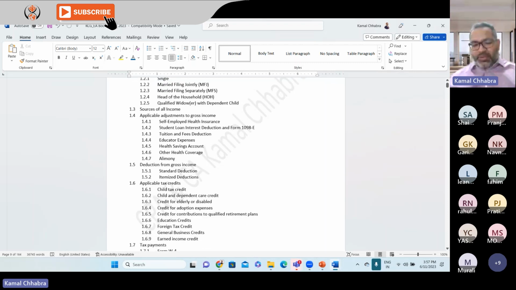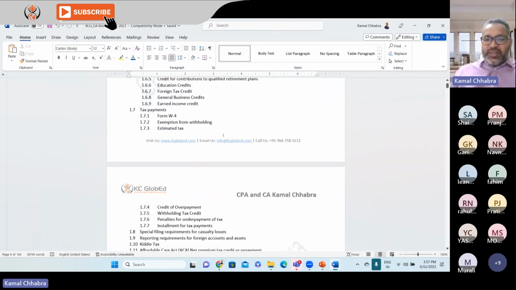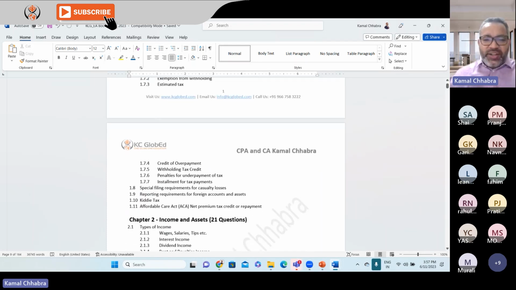Then, I'm sure you might have heard of standard deduction, itemized deduction, certain tax credits, and tax payments, with various respective forms. Like in India we get Form 16. Have you heard about Form 16? Yes, sir. Same way, in the US it is called Form W-4. Exemptions from withholding, estimated tax, credits, special filing, casualty loss, all these things we'll be covering.